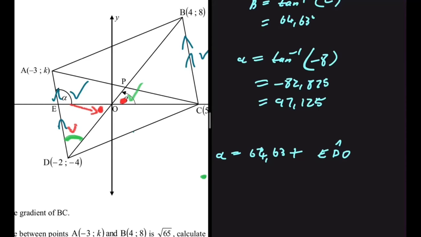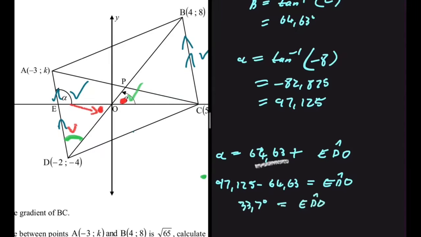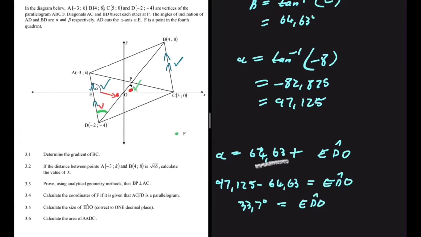So let's take 64.63 to the left hand side. We're gonna get 97.125 minus 64.63 being equals to EDO. If you put that in your calculator, you should get 33.7 being equals to EDO. The last question, let's do the last question.